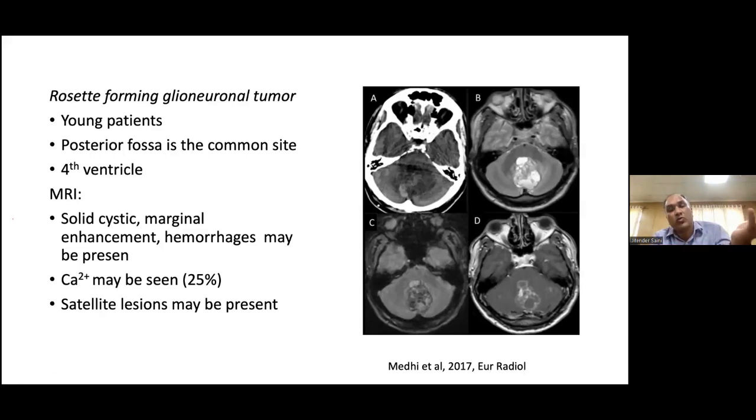the posterior fossa, the common tumors are pilocytic astrocytoma, medulloblastomas, and ependymomas. But another entity we must remember is RGNT, rosette-forming glioneuronal tumor. It's a solid cystic lesion, can show hemorrhage, can show very aggressive appearances, can show calcification, and distinct satellite lesions away from the primary lesion may also be seen. So this is a case of RGNT.